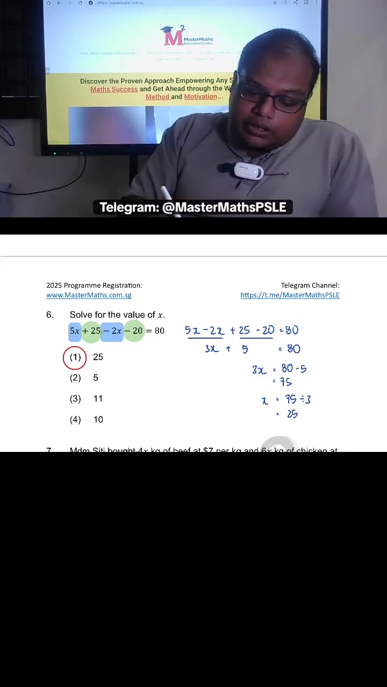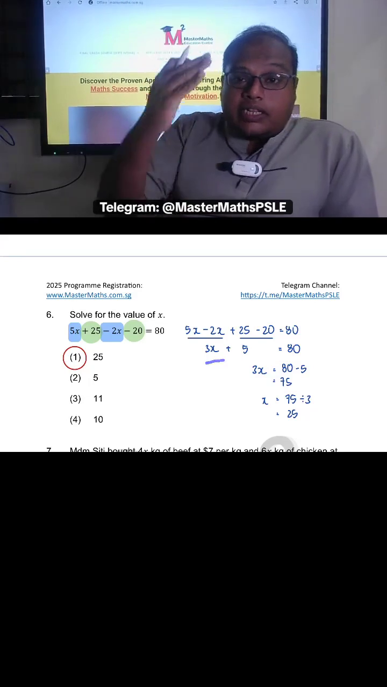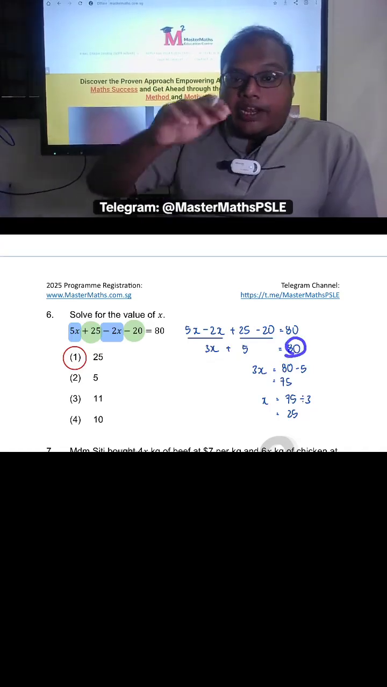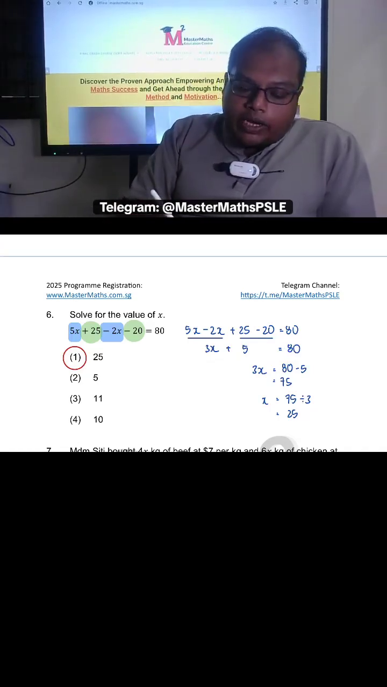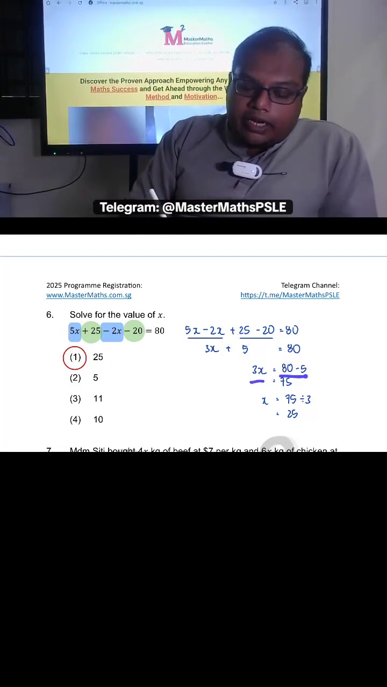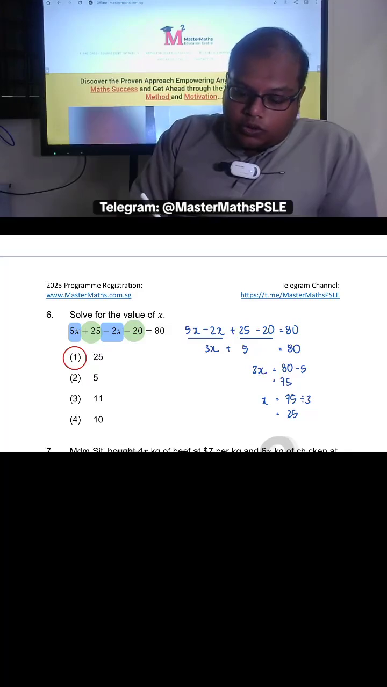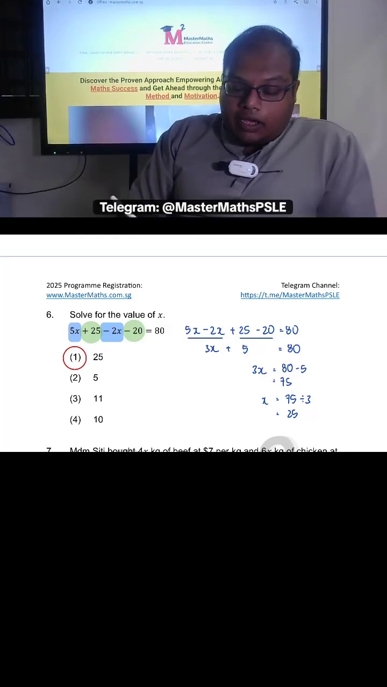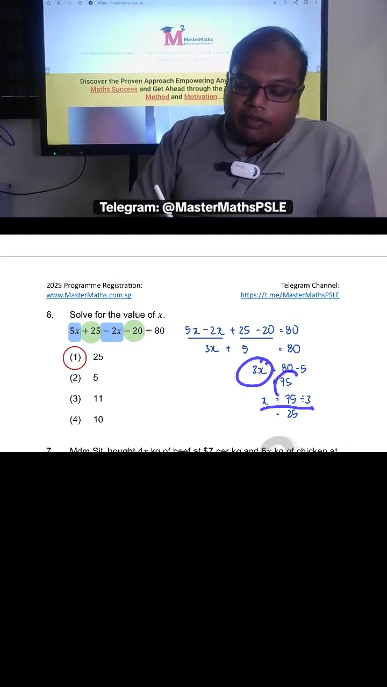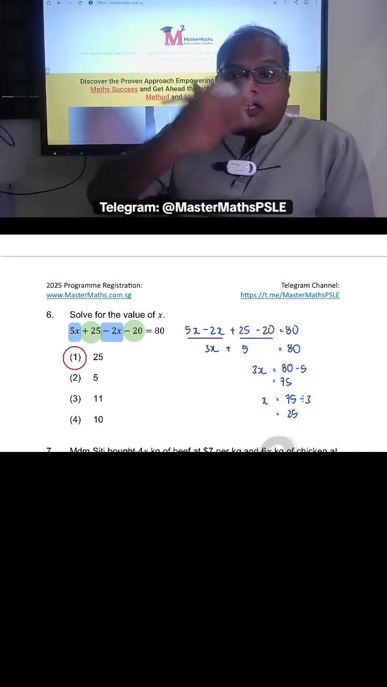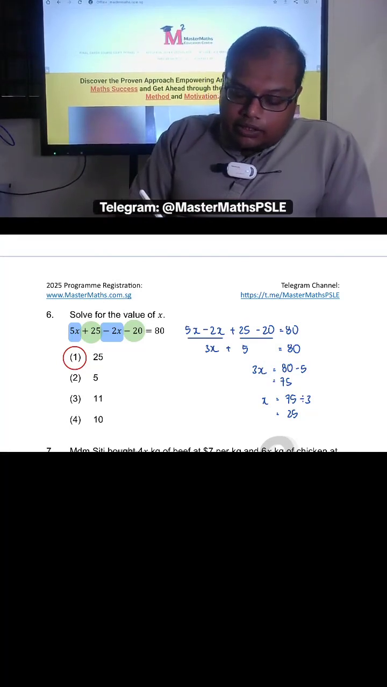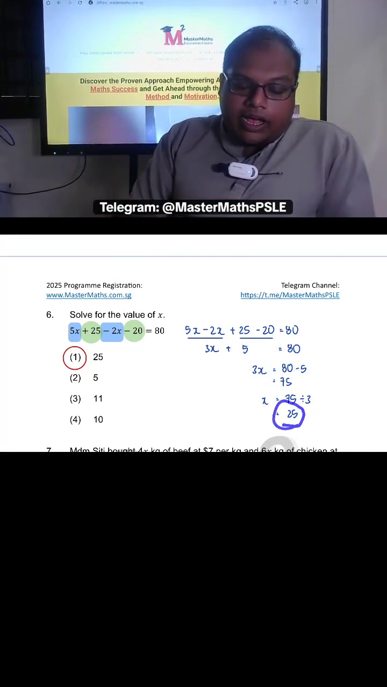Alright, so here we've got 3x, like 3 boxes, and an additional 5 here. That equals 80, like the total is 80. So what I do is I remove this 5 first. So 3x is 80 minus 5 equals 75. Okay, then x equals, just now it's like 3 boxes is 75, like your unitary method, 3 units is 75. Then you just divide by 3 and you have 25.